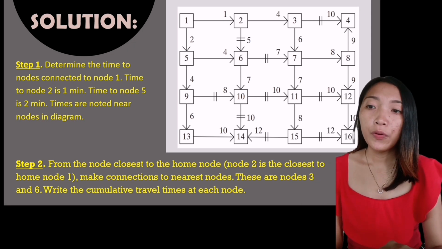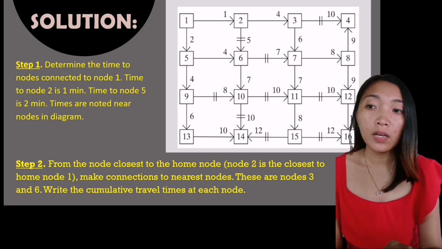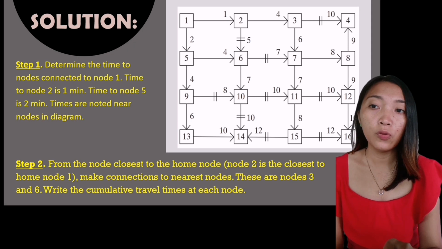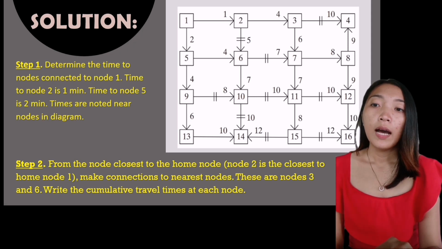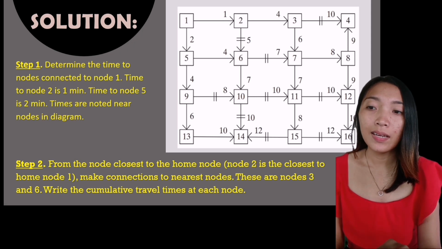So, step 2, from the node closest to the home node, node 2 is the closest to home node 1. From node 2, make connections to the nearest nodes. These are nodes 3 and 6. Write the cumulative travel times in each node.